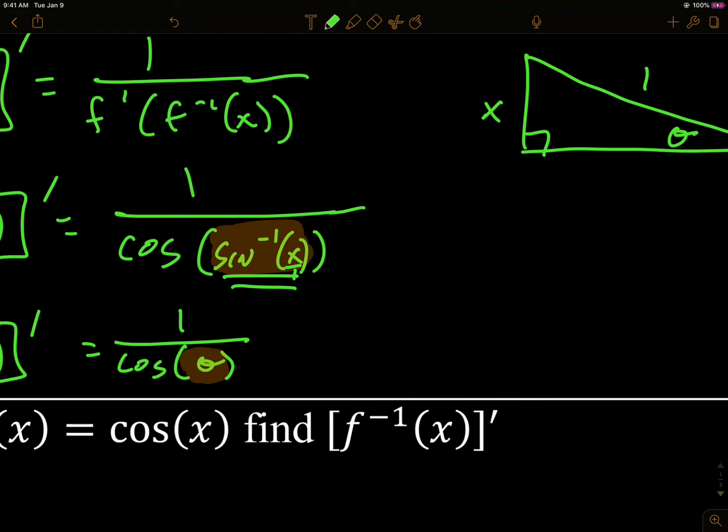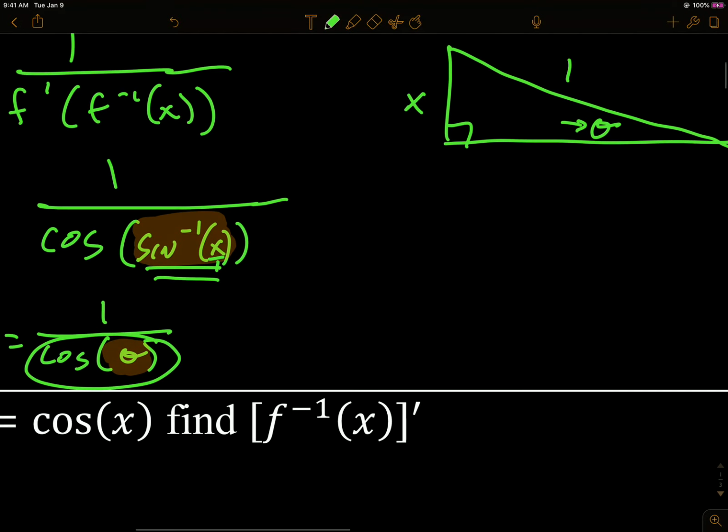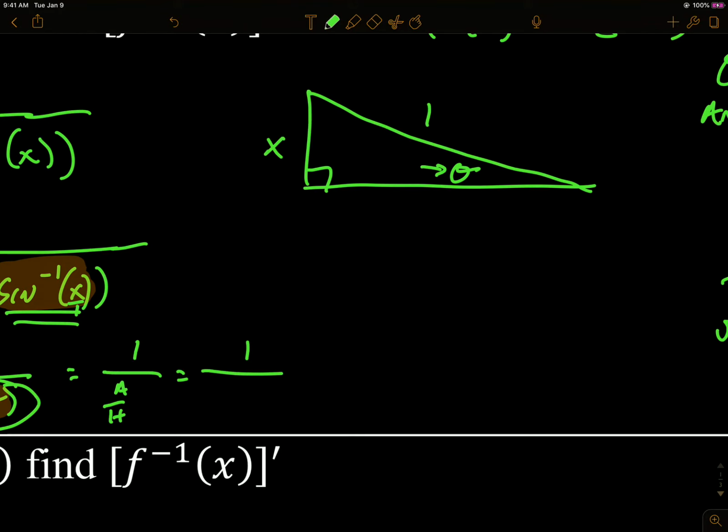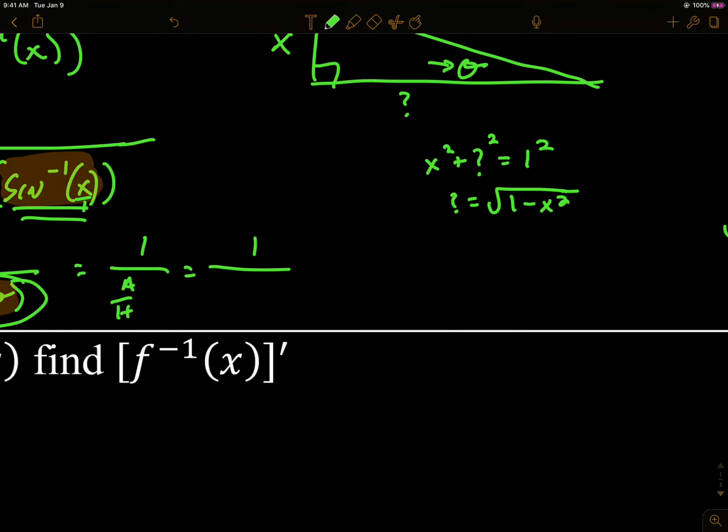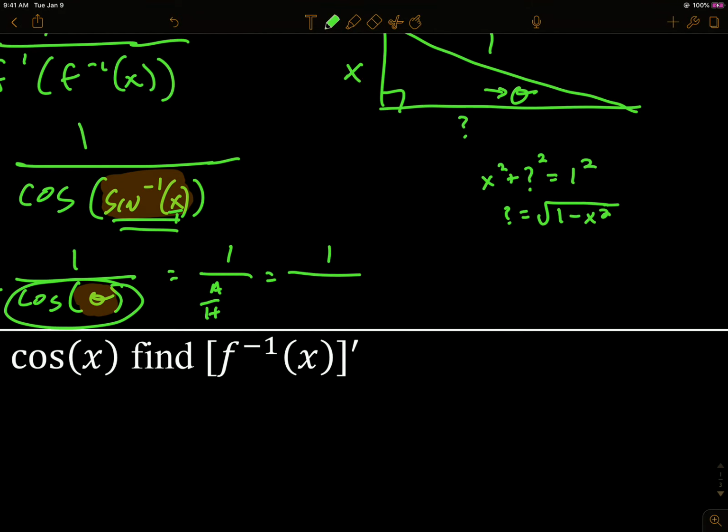Now I don't really care what the measure of theta is, because I just want to find the cosine ratio of that angle anyway, which is adjacent over hypotenuse. So it's going to be 1 over, well, I've got to find the adjacent side here. If I do the Pythagorean theorem, I get the square root of 1 minus x squared. I kind of skipped a bunch of steps, but that is what our cosine of theta is equal to.